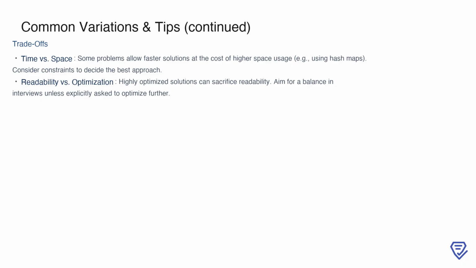Another key trade-off is between readability and optimization. Highly optimized solutions can often become complex and harder to understand. Strive for a balance, especially in an interview setting where clarity is valued. However, if the interviewer explicitly asks for further optimization, you may need to prioritize efficiency while still explaining your reasoning clearly. Always aim to deliver solutions that are both effective and easy to follow, unless the context demands otherwise.